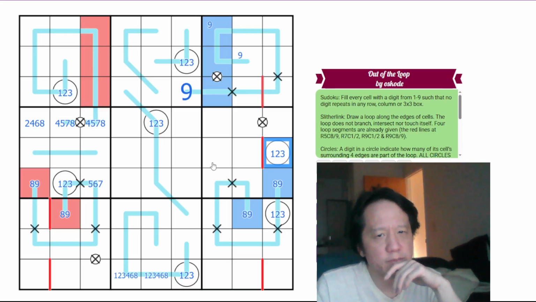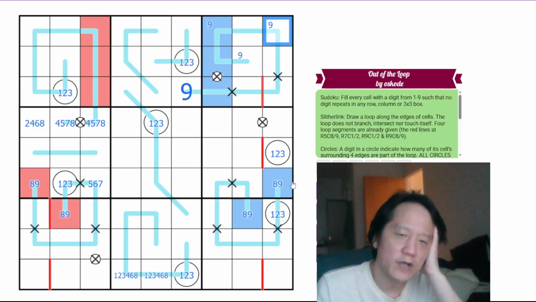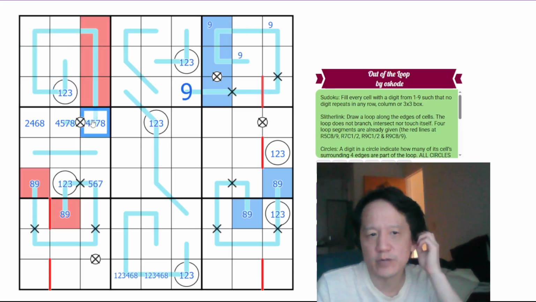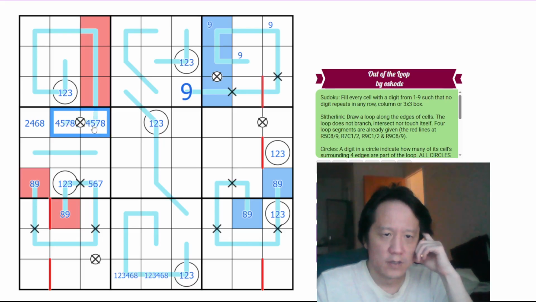Where else can it be? It can also be here. So 9 could be any of those. 9 cannot be here, but it could be any of these 6, right? Because this could still add up to 15. What happens if it adds up to 9? That's actually interesting.